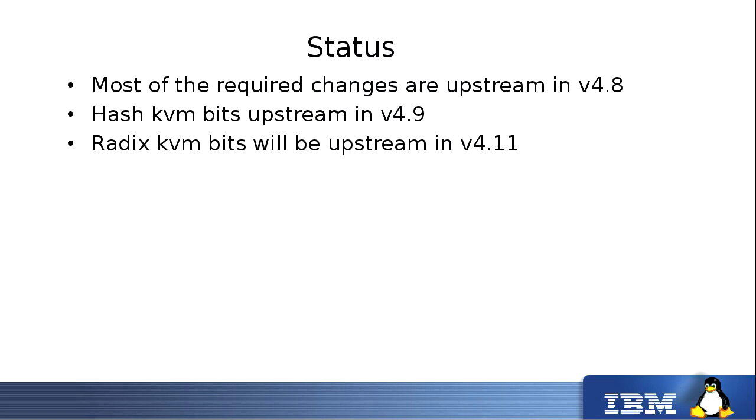Now, where are we with this implementation? Most of the code required to run on Power 9 is already in the upstream Linux kernel. You can look at the Linux kernel and find out what we did and how we did it. Quite a lot of interesting bits in there. The changes to support KVM, that is the hypervisor code, for hash, that's the ability to run a guest in hash mode, are already part of 4.9. The ability to run a radix guest will be upstreamed in 4.11.